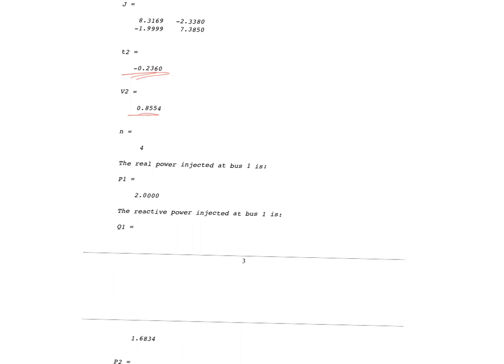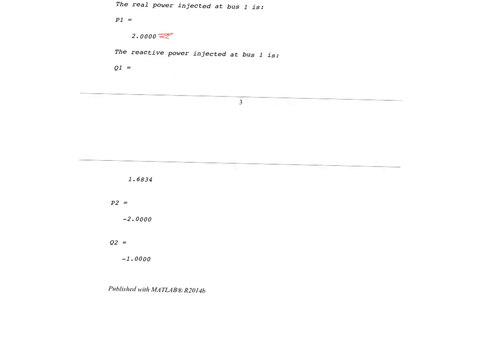So I said 200 megawatts, or 2 per unit power, should be injected at bus 1. Looks pretty good there, right? There's no line losses, real power losses, so that's good. I do the same thing for Q, 1.683 per unit reactive power, when I multiply it by 100 MVA, is 168.3, which matches the slide. And then the power calculated at bus 2 is 200 megawatts and 100 megavar that's delivered.